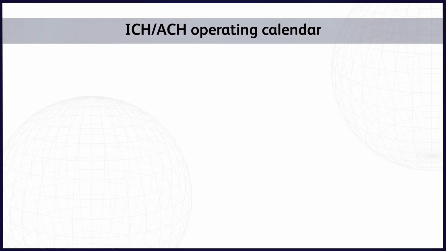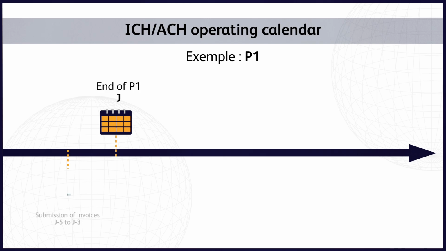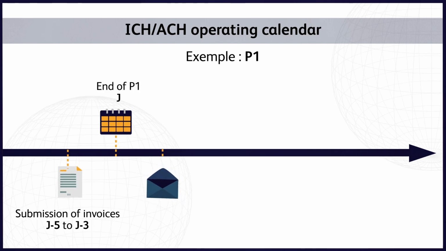Let's take, for example, the period 1, P1. The end of period 1 equals J. The submission of invoices is made between J-5 and J-3. The advice day occurs between J+2 to J+4. The dispute between J+5 to J+7.